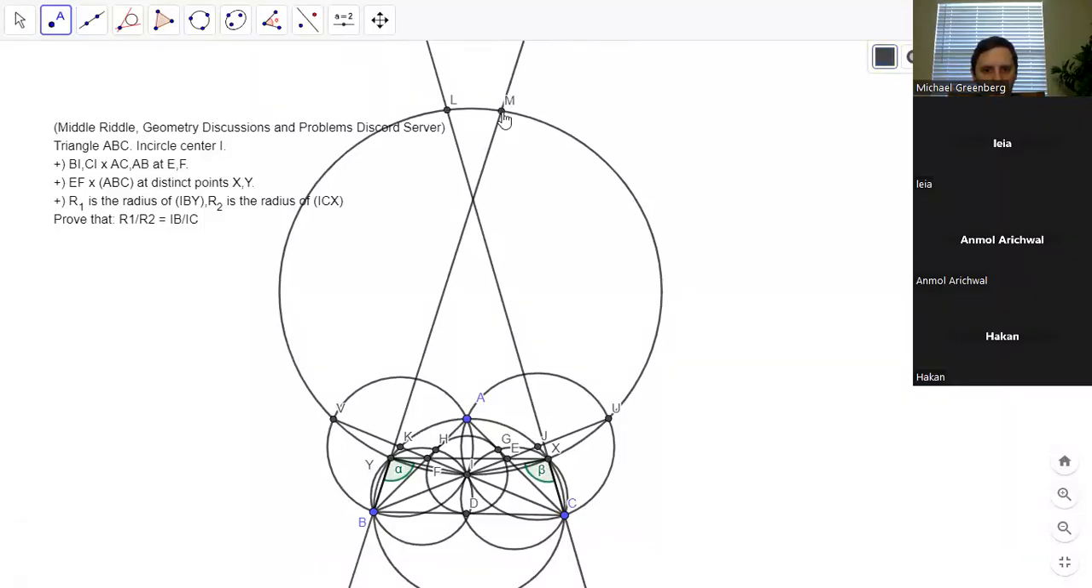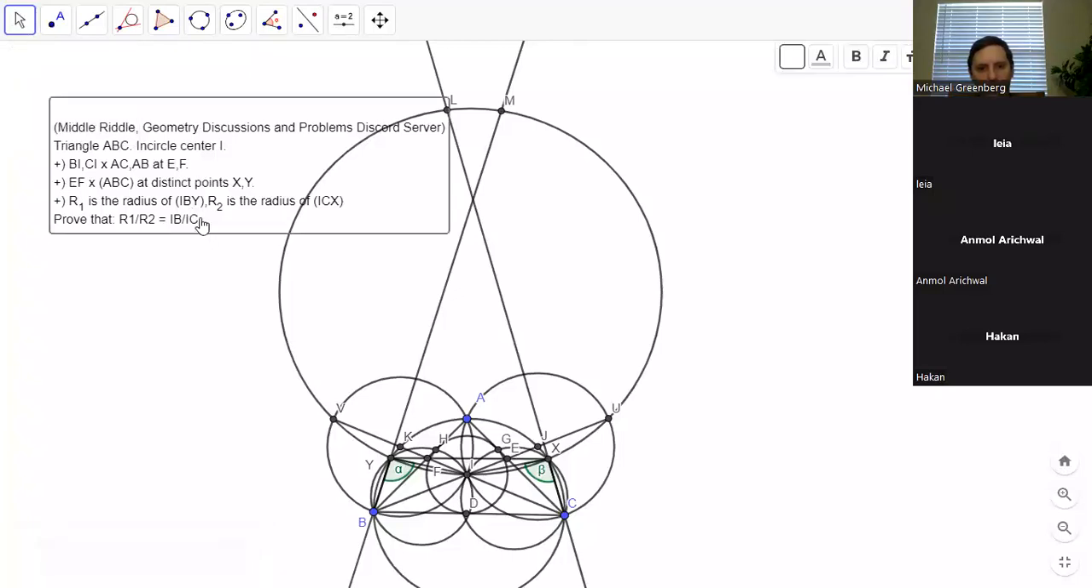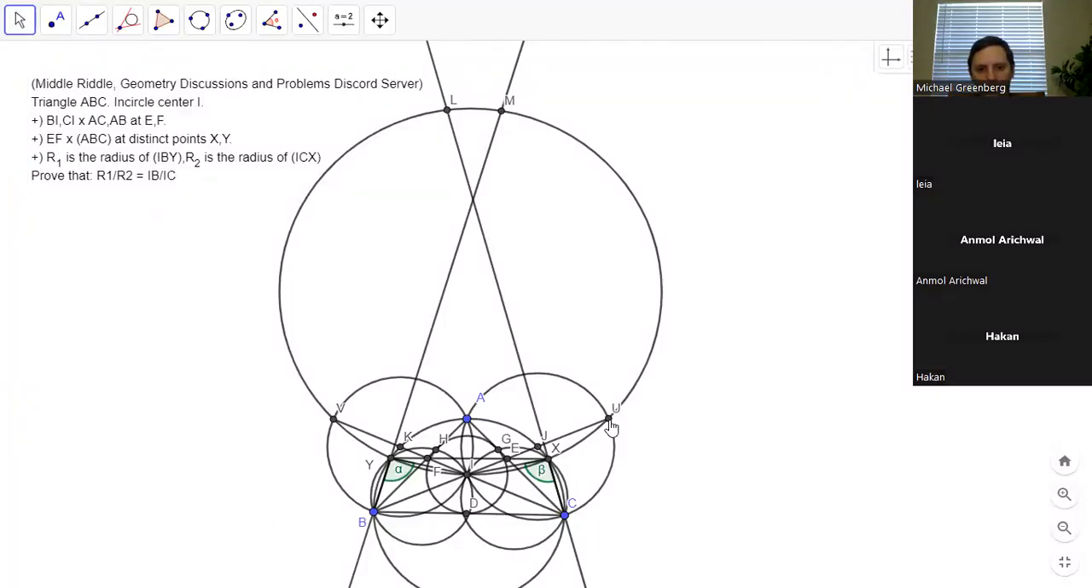Basically, we want to show that angle IYM is angle IXL, which is the same as showing that IL equals IM. So we know that I, Y, X, M, and L are on a circle, and U and V are the X centers.